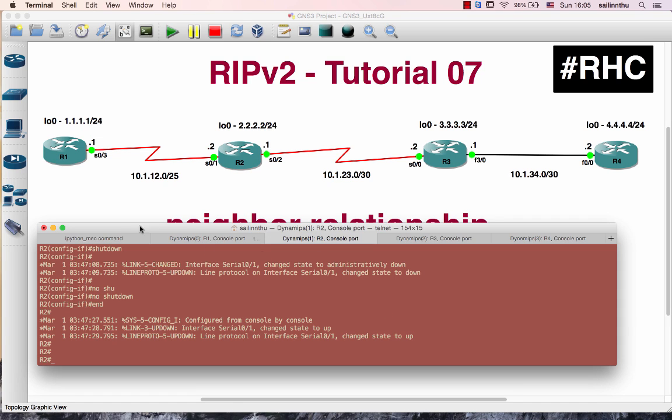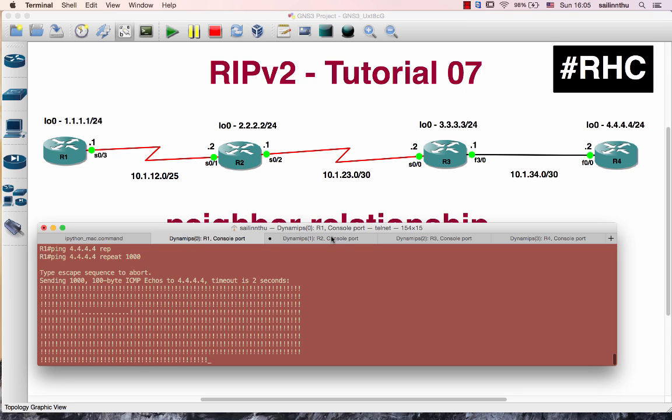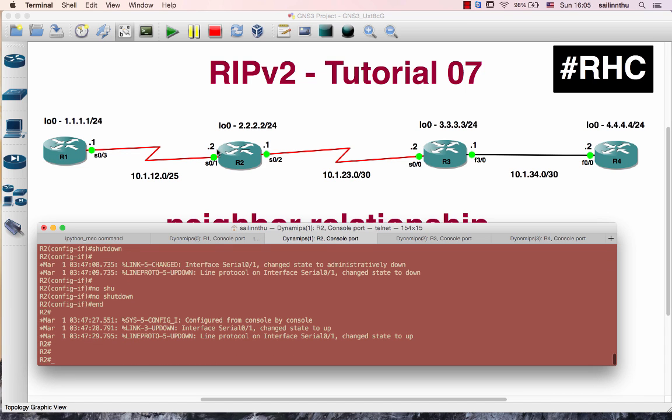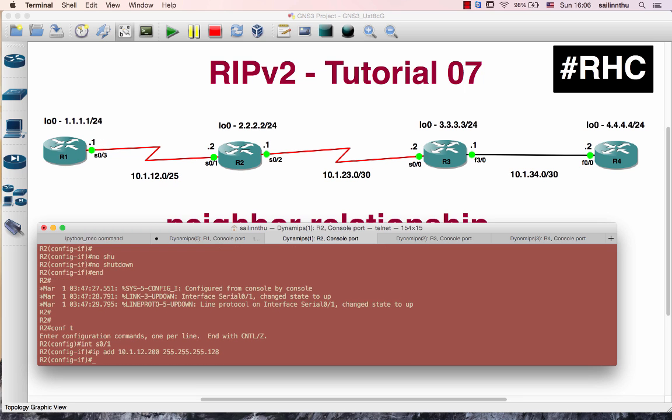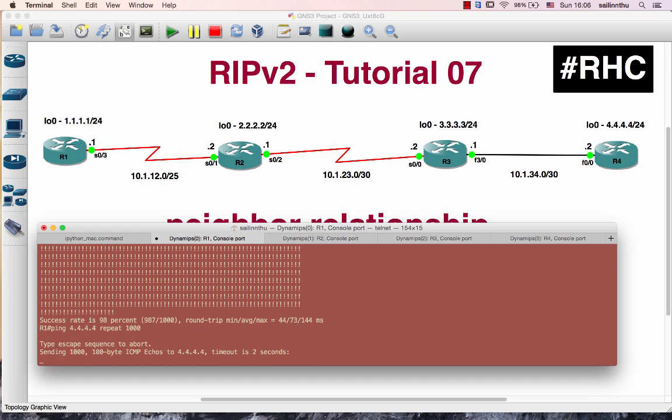Router 1 and 2 are neighbors, so check their interfaces. Now to check, the IP address segment must be in the same range. Okay. That is 10.1.12.1 and 10.1.12.2/25. Now if I change one IP address to 10.1.12.100, sorry, 100, and then 200 with /25, it is a different segment. 10.1.12.1 with /25. So, ping again. It's going to be down.